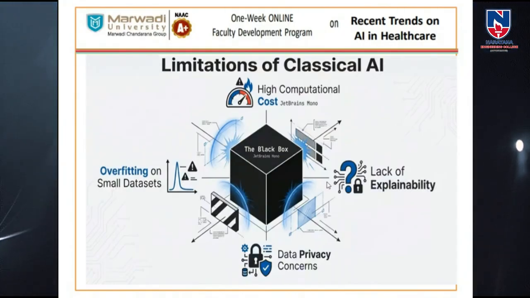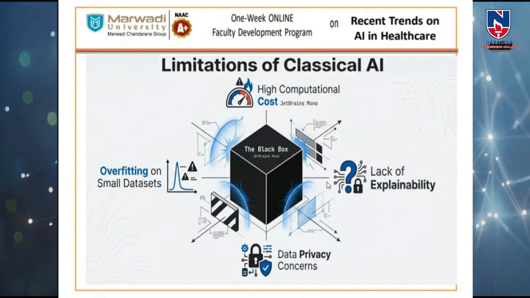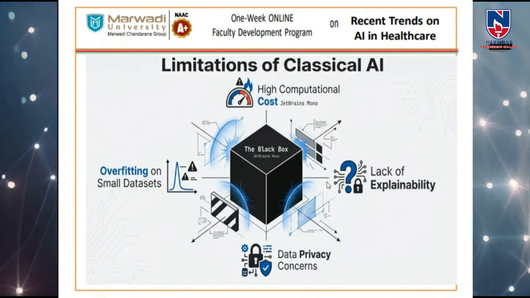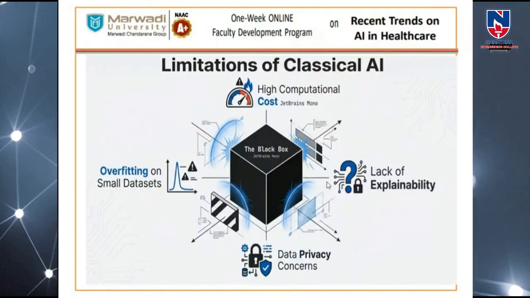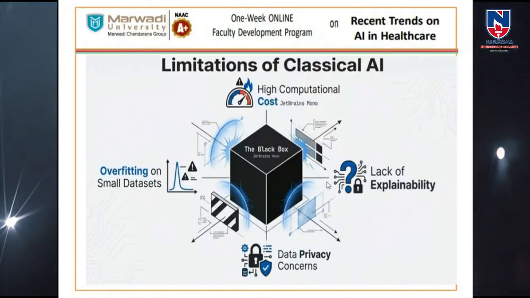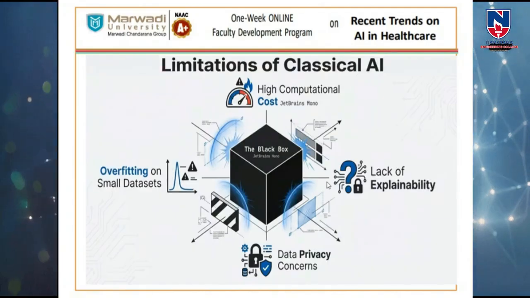Unlike other fields, a 1% or 2% error doesn't matter there. But in the case of healthcare, it might not be like that. That means the cost is the cost of life, because you are dealing with human beings.